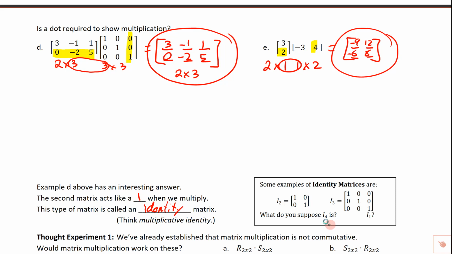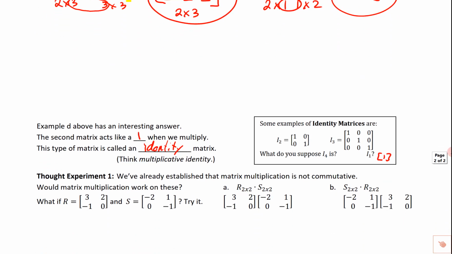So if we were to draw an I4, an identity 4 by 4 matrix, it would have ones down the diagonals in a 4 by 4 and then zeros everywhere else. And an identity 1, an I1, we can draw that one because that would just be a 1 by 1 with a 1 right there.